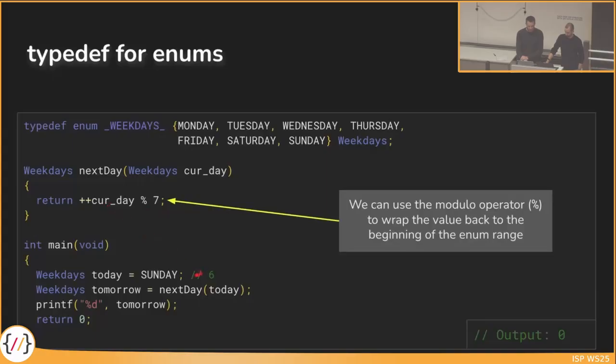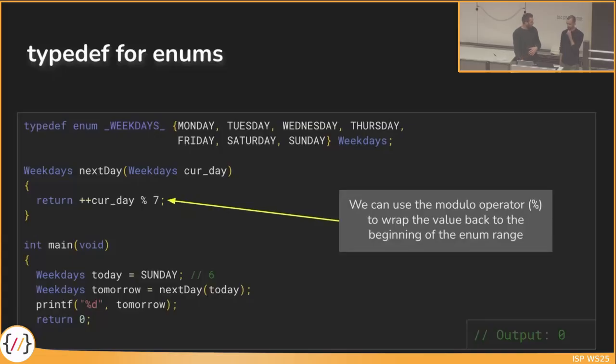So in this case, if we pass Sunday here with the value 6, then we add 1 to the value, which would be 7, modulo 7 would then be 0 in this case. And now we can ensure that after Sunday, which is 6, we get back to Monday with the value 0. So we have to do this manually. Otherwise, we could get values that are outside of our enum range.